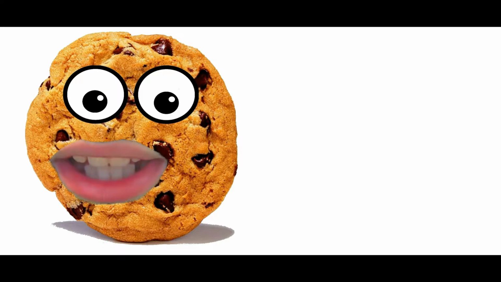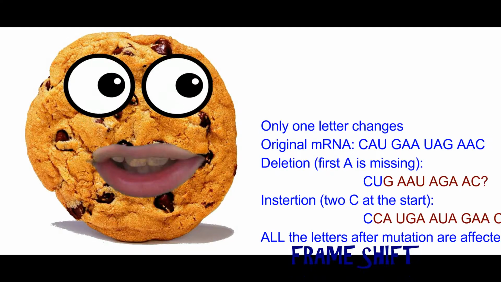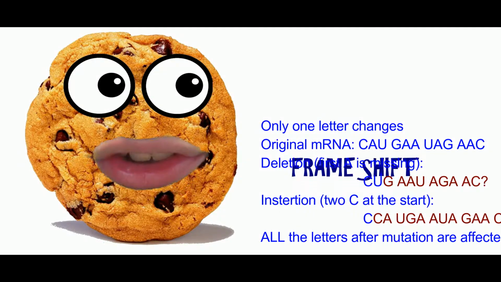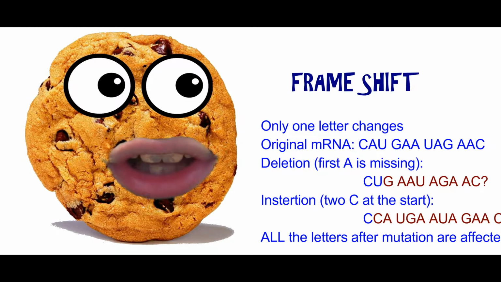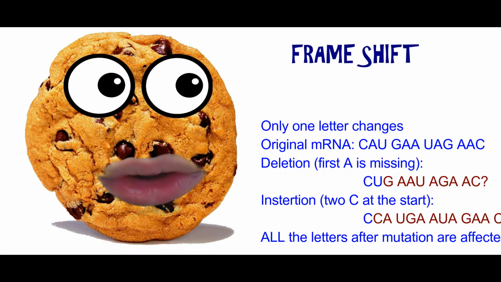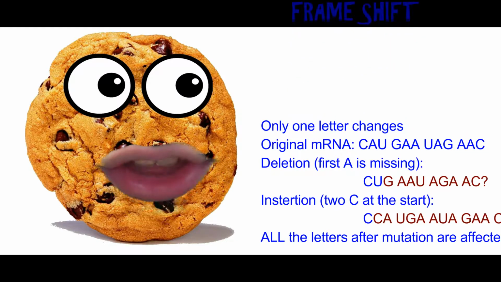Another type of mutation is called frame shift. We call it that because it messes up tons of stuff and shifts all the little 3-letter words around. That happens either by insertion or deletion, when you add in extra letters or take a letter away. Those can be really bad.